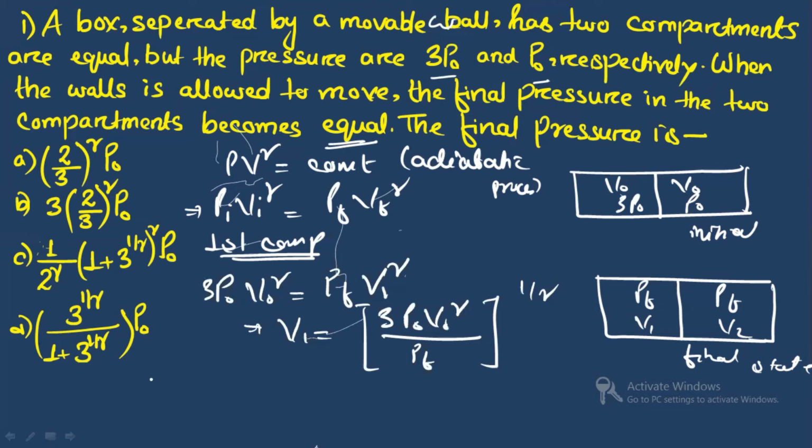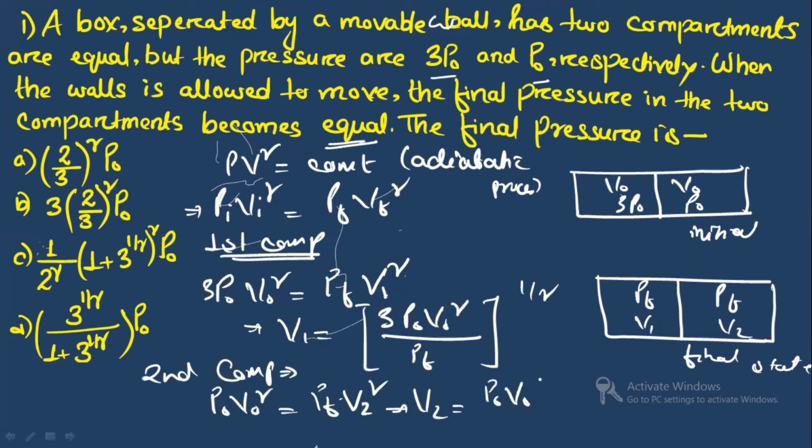Now if I write the same equation for the second compartment, I will write P naught V naught to the power gamma equals Pf V2 to the power gamma. And from here V2 will be equal to (P naught V naught to the power gamma divided by Pf), this entire term to the power 1 by gamma.